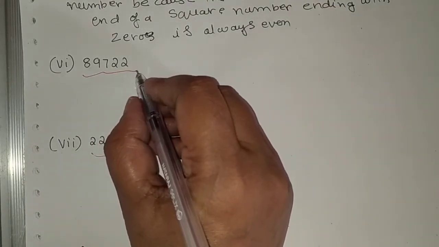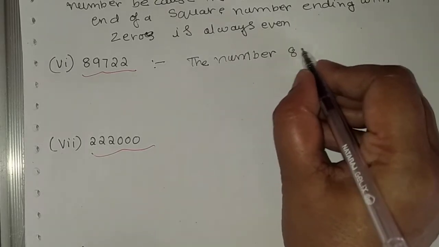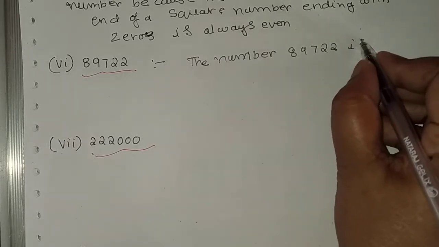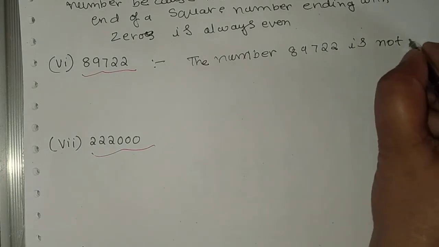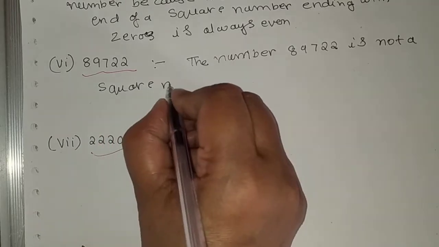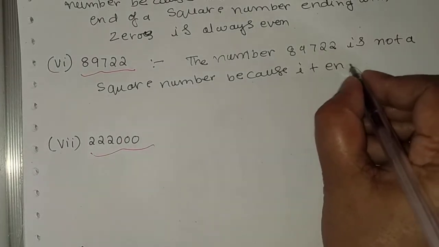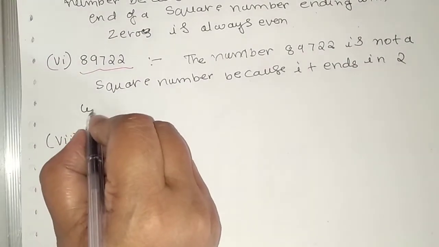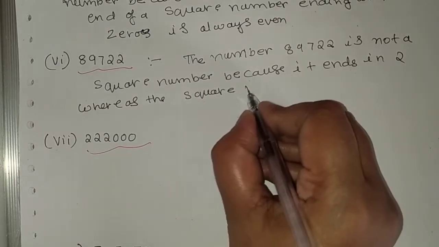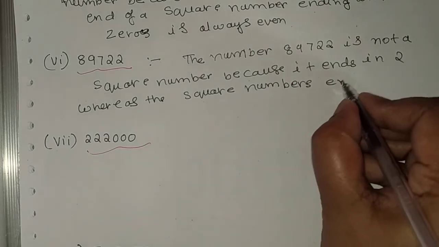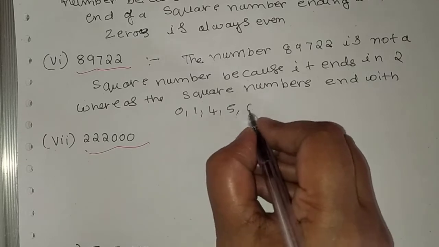So 89722. The number, same thing. The number 89722 is not a square number because it ends in 2, whereas the square numbers end with 0, 1, 4, 5, 6 or 9.